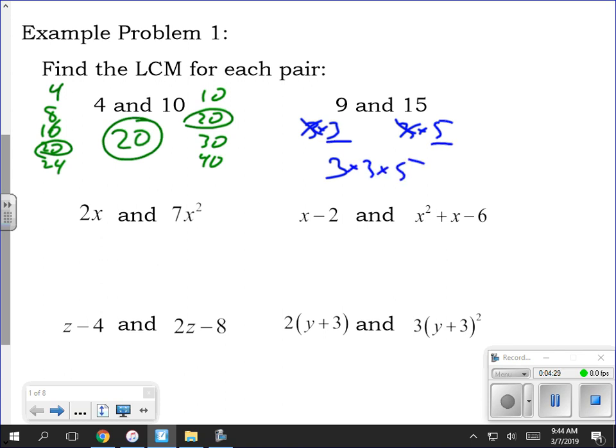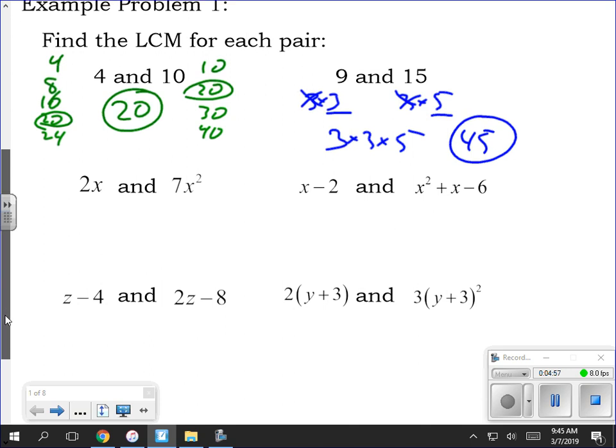And then I multiply them together. 3 times 3 times 5, I get 45. And that's my least common multiple. That's kind of how it works with the stuff with the variables. What's shared, what's not shared. Anything that's shared needs to be listed once. Anything that's not shared needs to be listed as well. Okay?